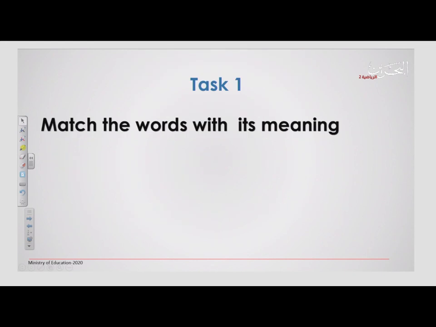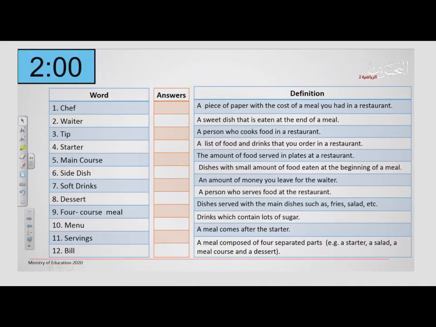Now, remember the picture that I showed you in the beginning? In addition to that, I want you to have a paper with a pencil, as I'm going to present a number of words with its definitions. Try to match them. I'll give you 2 minutes. Stop.